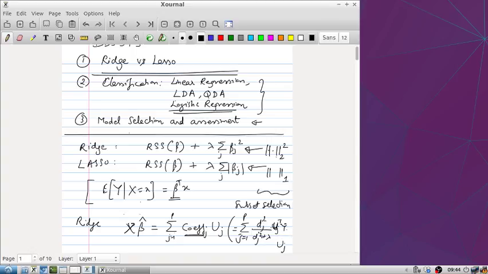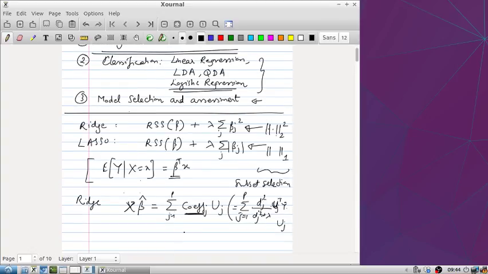Okay, so basically the coefficient that I wrote here just as a short form is essentially, if you go back to the lecture from last time, dj square by dj square plus lambda times uj transpose y. So for ridge, we said the in-sample prediction, which is an n cross 1 dimensional vector, is a linear combination of the left singular vectors of your SVD of the data matrix.